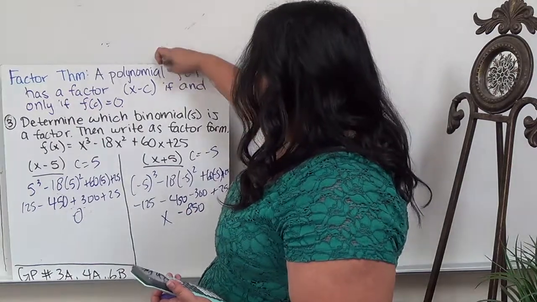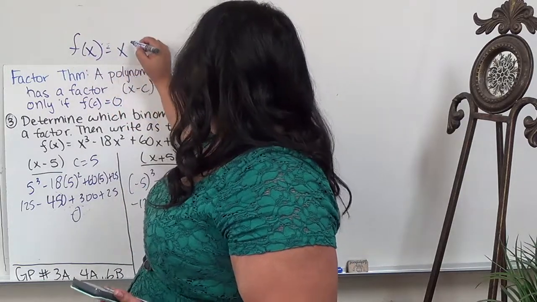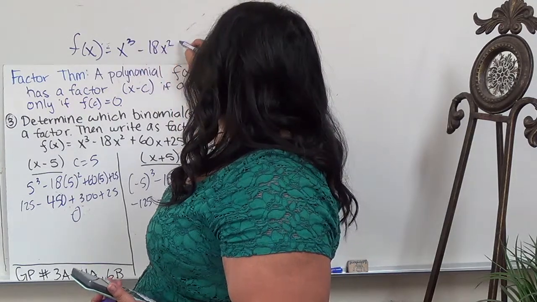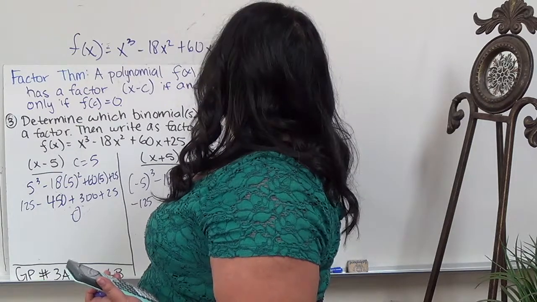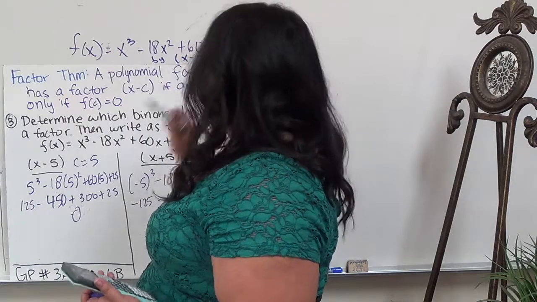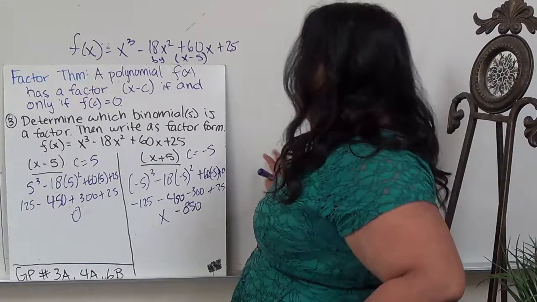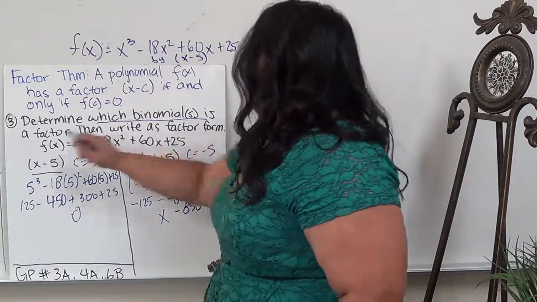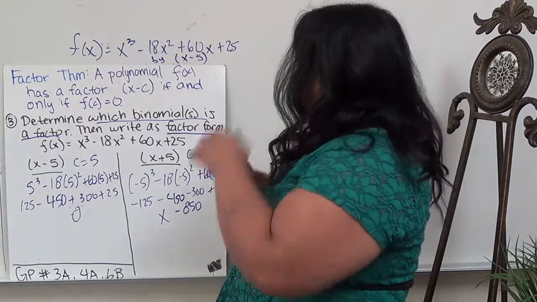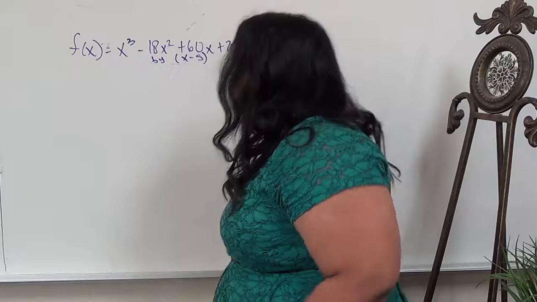So I know then that f of x equals x cubed minus 18x squared plus 60x plus 25 can be factored by x minus 5. Right? So pause and write this down. I'm not done yet because I did this part. Check which binomial is a factor. I did that part. But then I need to finish factoring it. So pause and write this down. And then we're going to actually factor it.